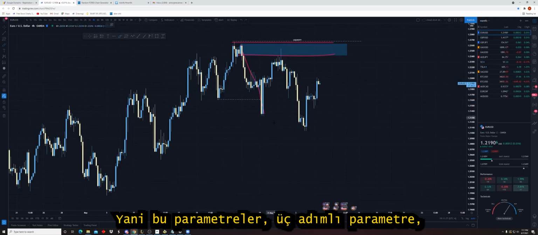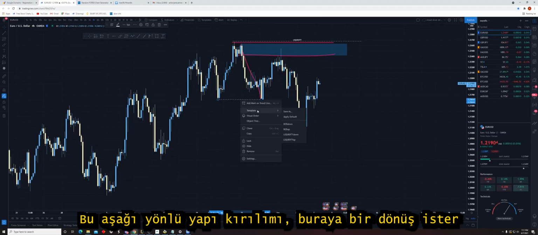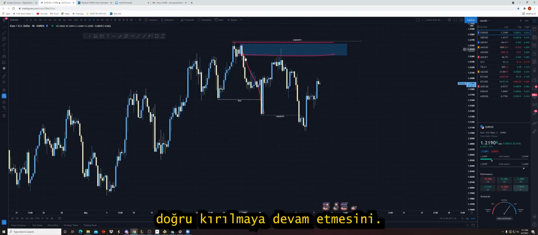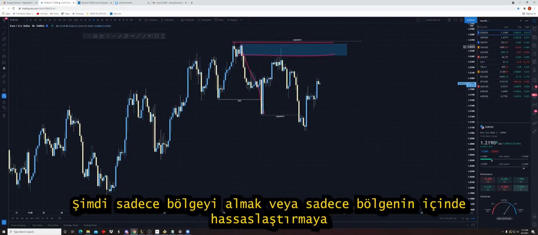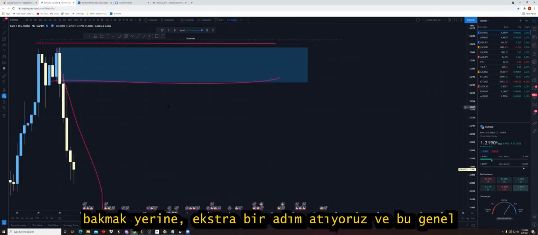So the idea under these parameters, the 3-step parameter, whatever you want to call it, is that price wants to return to here, this is the liquidity, this is the break of structure down, and then continue to break down in liquidity. Now, instead of just taking the zone again, or looking just to refine inside of the zone, we take the extra step and look to fully refine this overall up move before the down move.